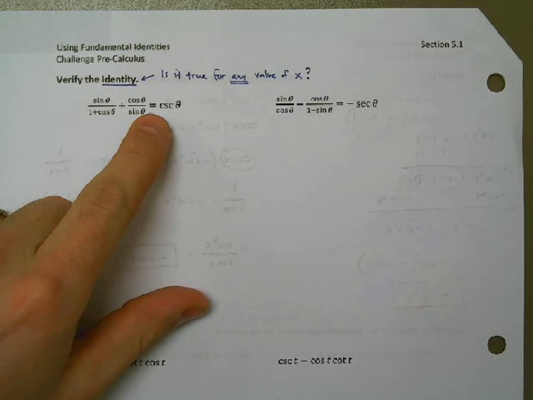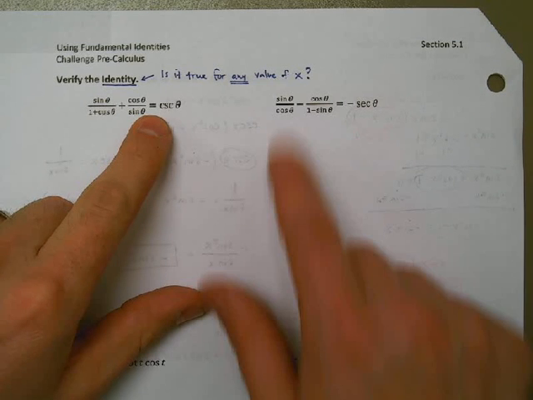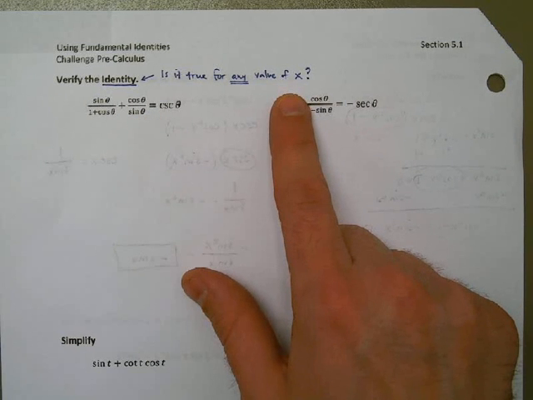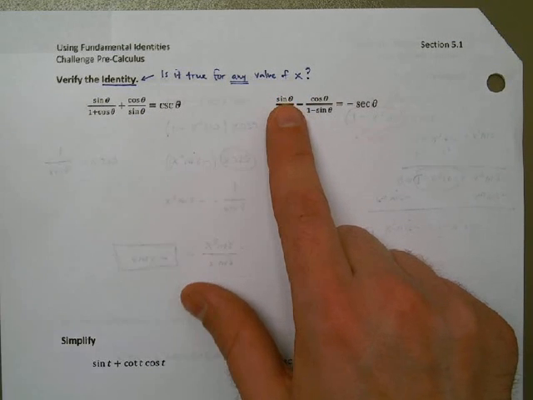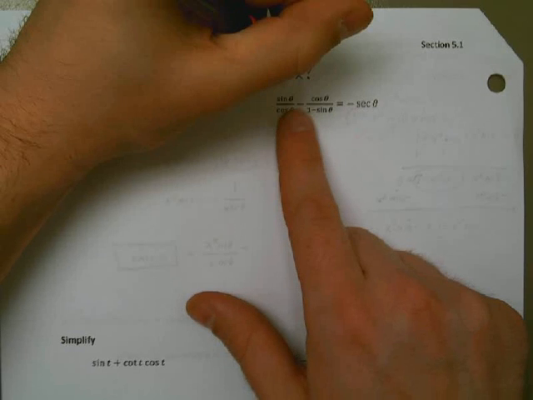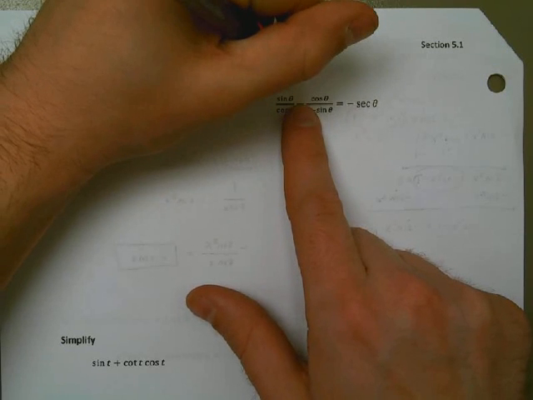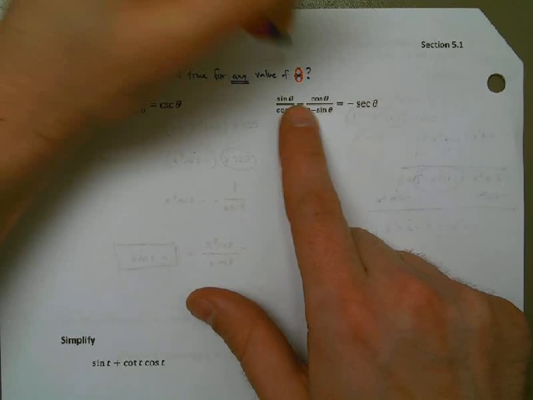Now, proving something's not an identity is pretty easy. All you have to do is pick a random angle like 37 degrees, plug it in, and see if the left side ends up giving you the same value as the right side. If you use 37 degrees for theta, that would be one way to prove that something is not an identity.